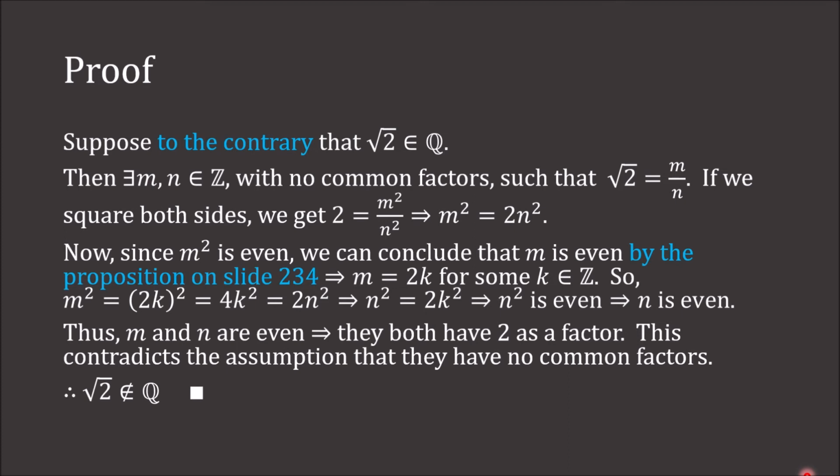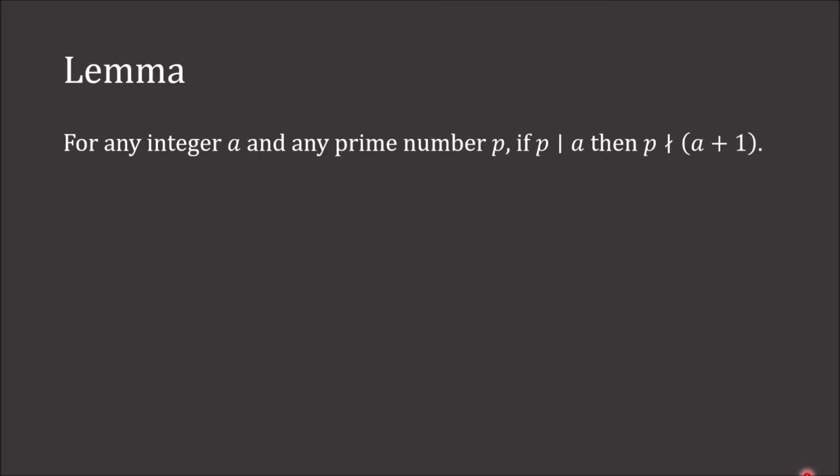So the next theorem has to deal with the fact that the prime numbers are infinite. However, we need another result in order to prove it. And that result is: for any integer a and any prime number p, if p divides a, then p does not divide a plus 1. So again, notice I'm using a different term. I'm saying this is a lemma.